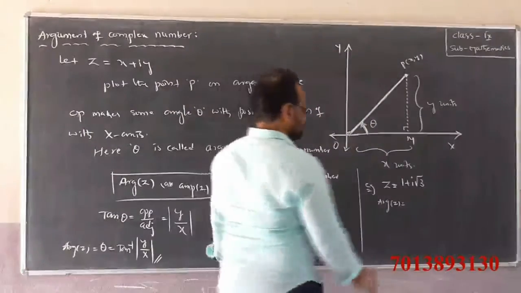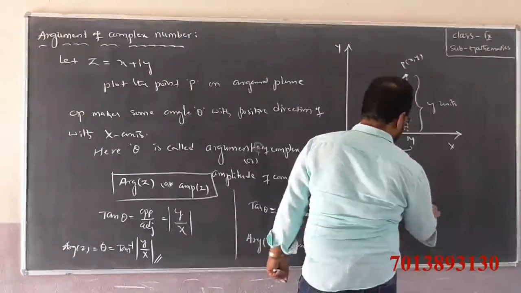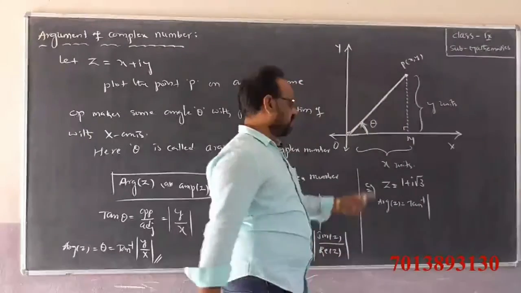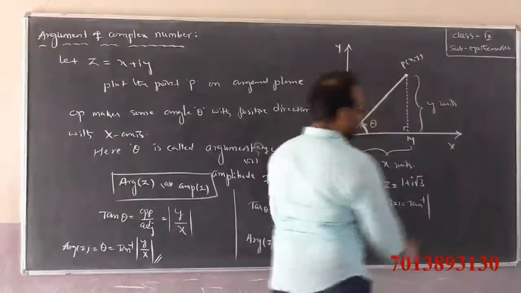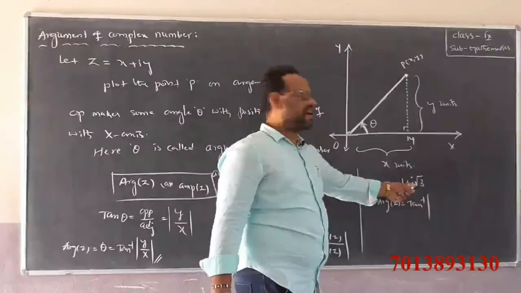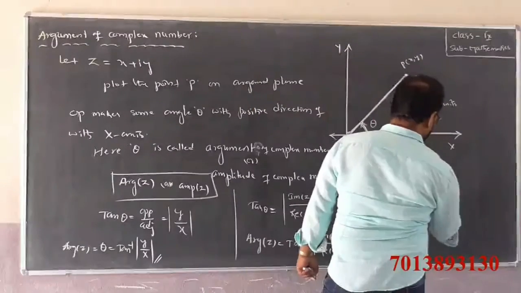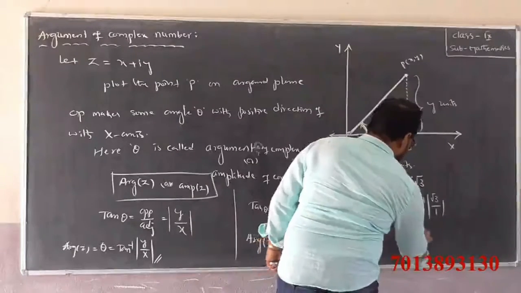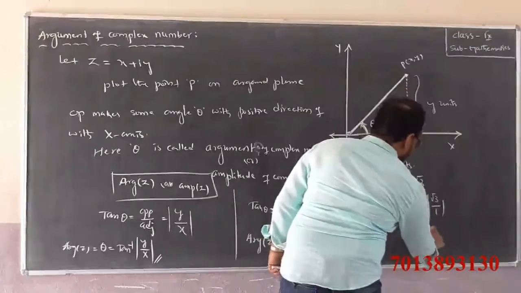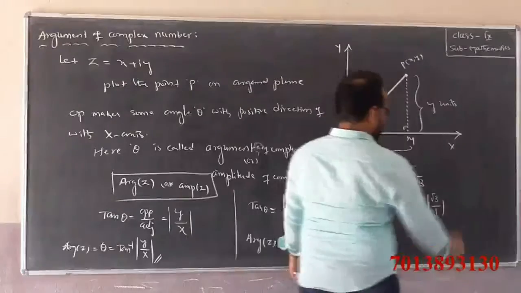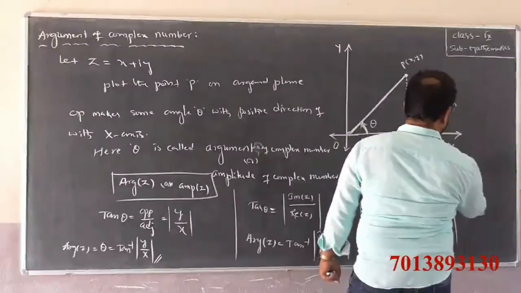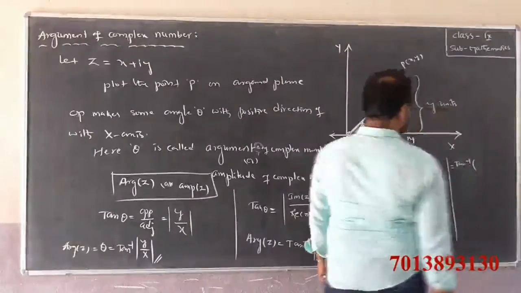Argument of z means tan inverse of the modulus of the imaginary part of z by the real part. The imaginary part of z is root 3 and the real part of z is 1. So we get tan inverse of root 3 by 1, which is root 3 only. So this can be written as tan inverse of root 3.